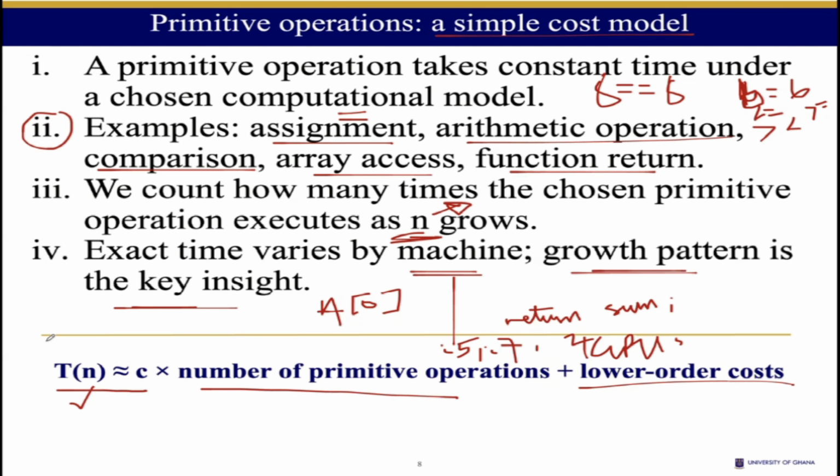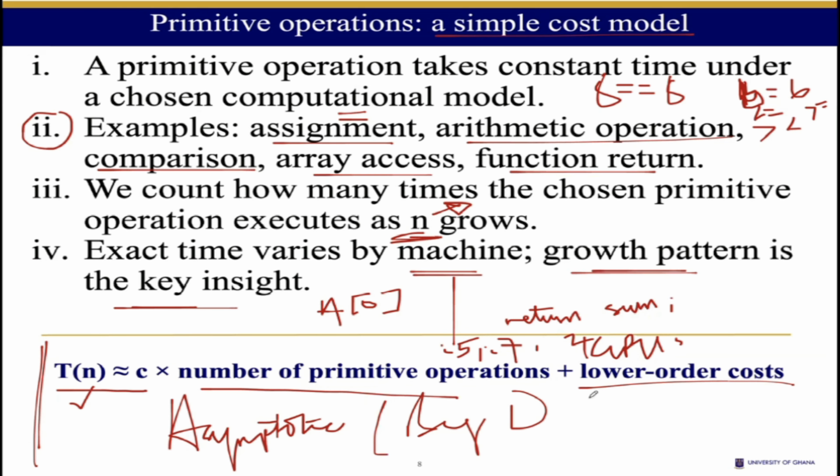Then I said that in computing all this, we always refer to a function called T of n. So the function T of n is approximately equal to a constant term C times the number of primitive operations plus the lower order cost. And I said we are going to use this function a lot as we move along, especially when we begin looking at the asymptotic notation. So we'll try to understand a lot of these things there, where we look at the big O, big theta, big omega, and then also little o. As we discuss these notations, we'll understand how we can compute them using this.